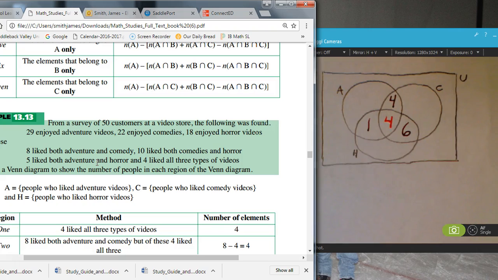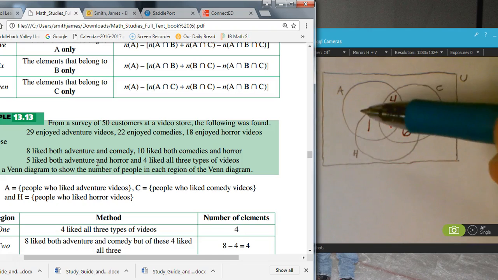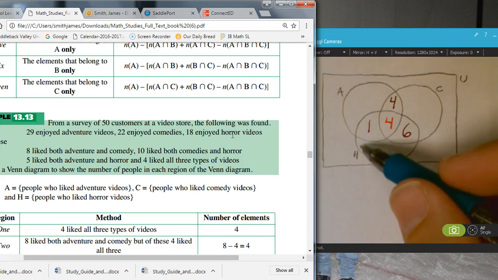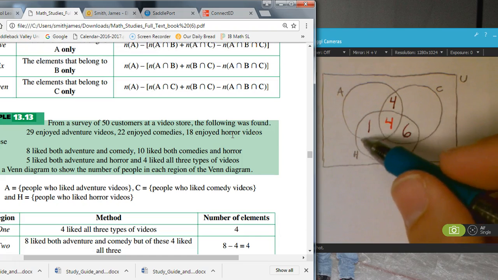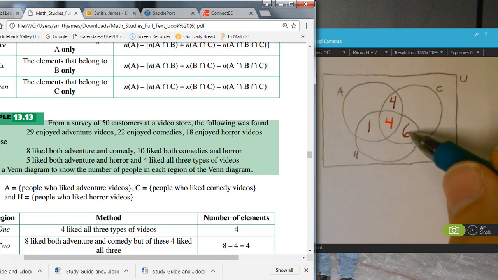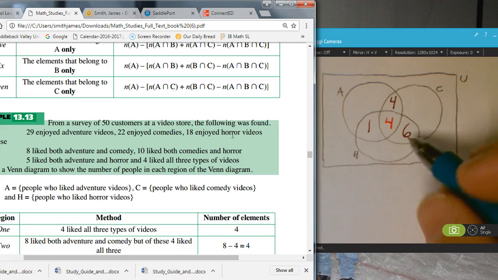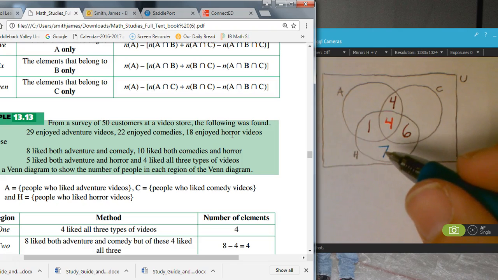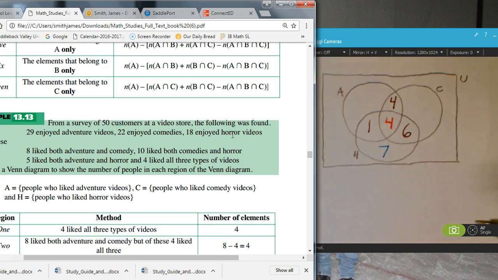Let me go one more step and branch out. The next thing they tell us is that, let me point to it right here, 18 people enjoyed horror. So look at the horror circle for a minute, and it says within this circle of horror, 18 people are in there. So far, I have accounted for 11 people in the horror category, which means the remaining 7 people fit in right there. So I got 7 people who liked horror only and nothing else.